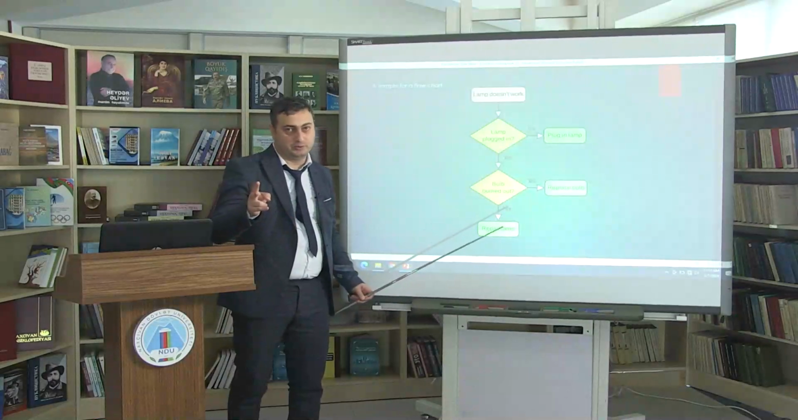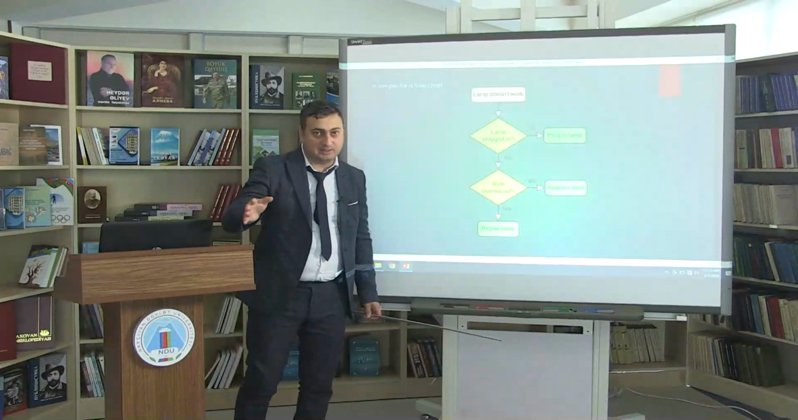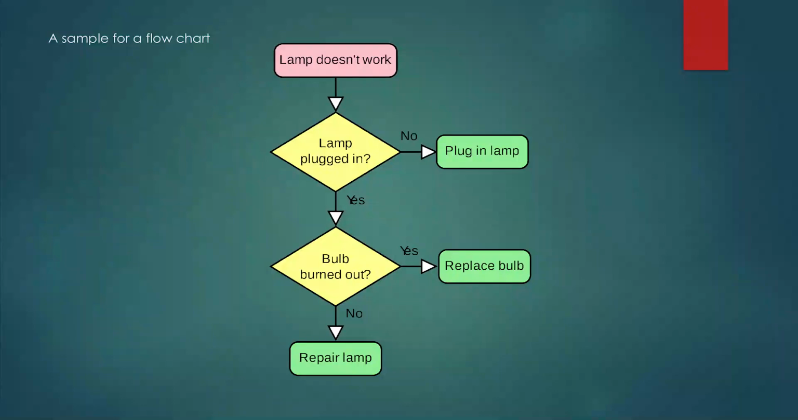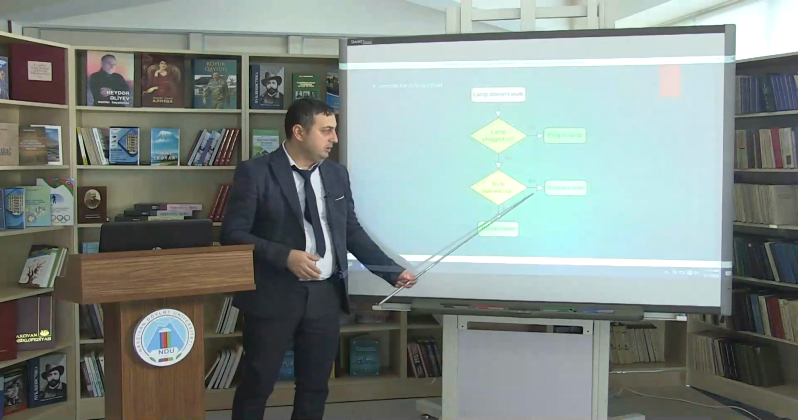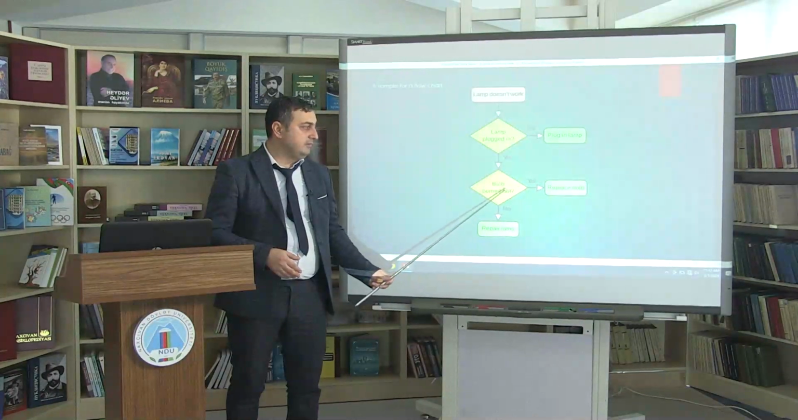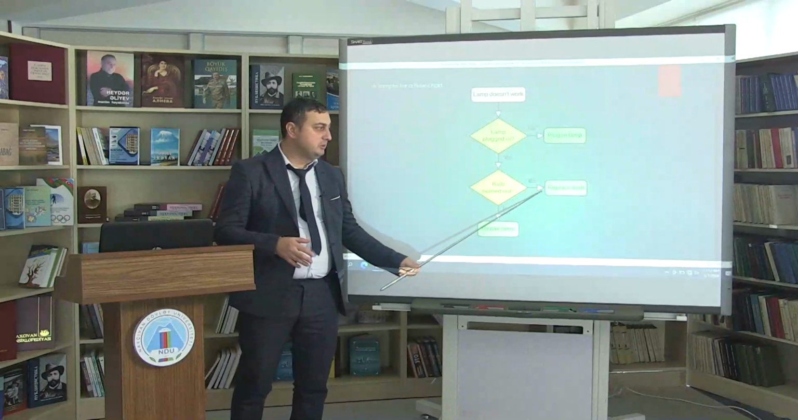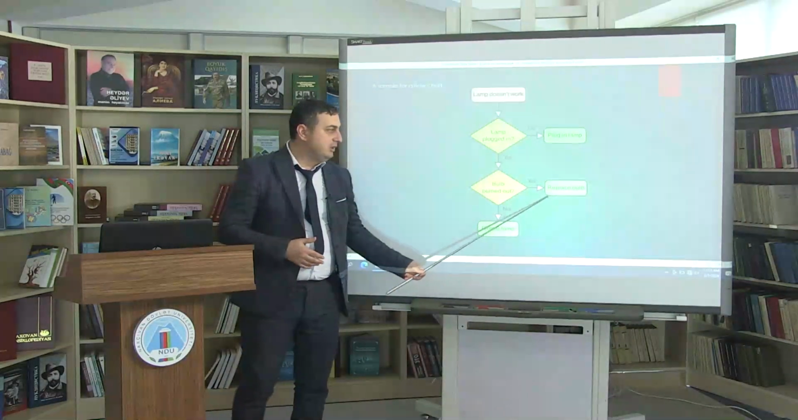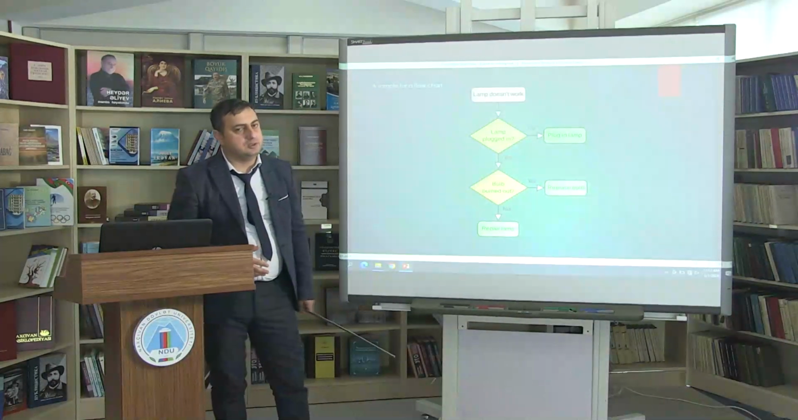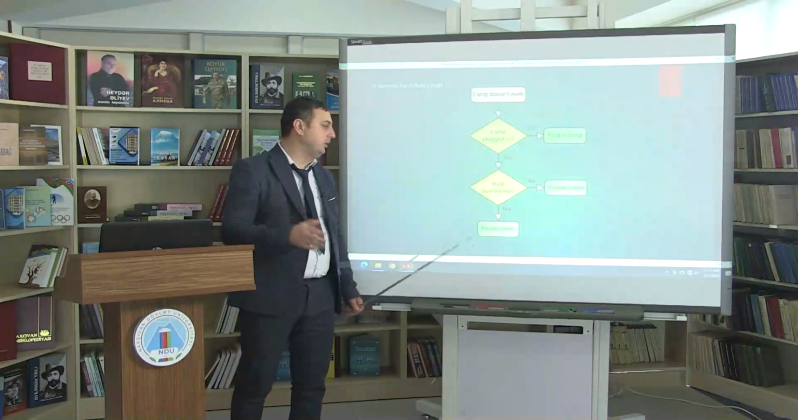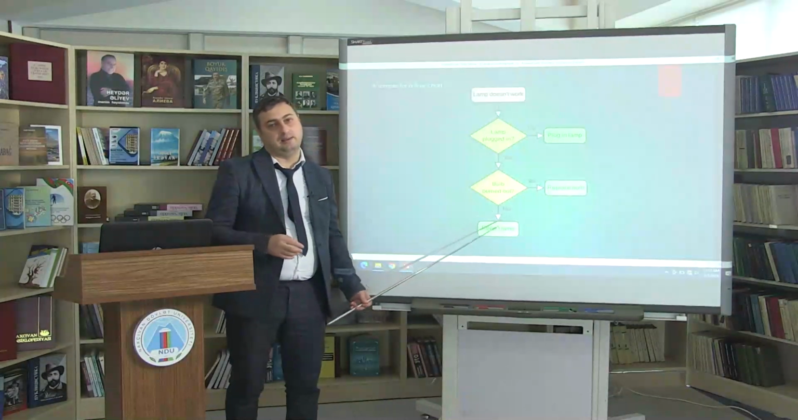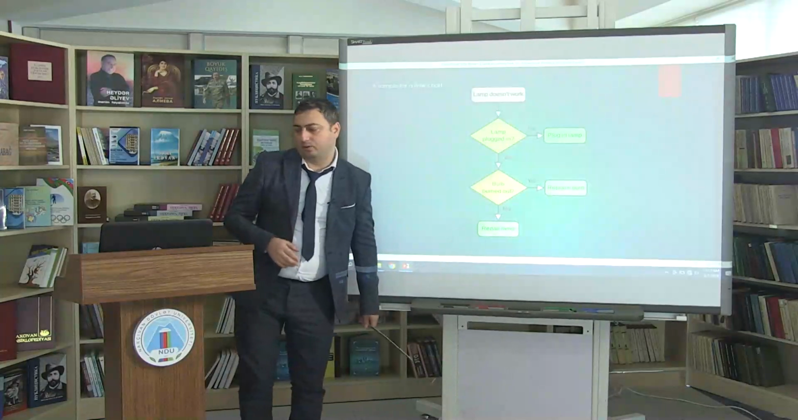There are 2 options, whether it is unplugged, or the bulb has burned out, and there can be two reasons why it doesn't work. Then if it has burnt, you should replace the bulb, and you should go to the market and buy a new bulb, or you should repair the lamp if you can, of course.